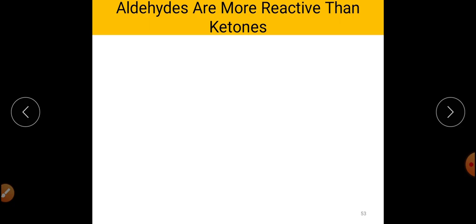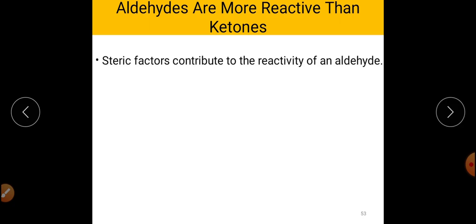When we discussed their reactivity pattern, we found that aldehydes are more reactive in comparison to ketones towards nucleophilic addition reactions. And what are the factors that are responsible for this? What are the factors that contribute, because of which aldehydes become more reactive in comparison to ketones for the reaction?